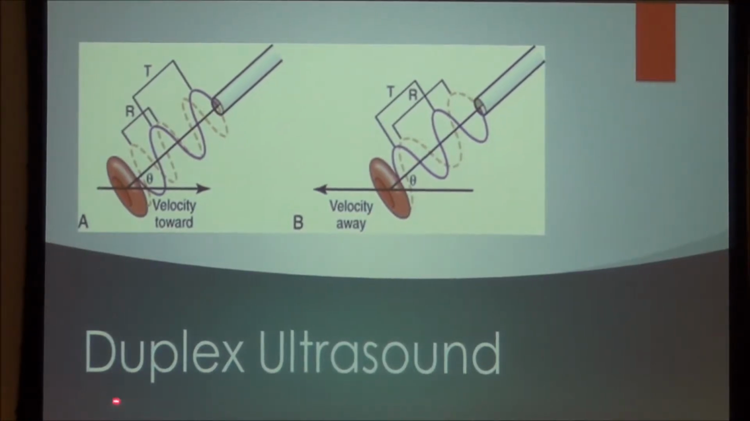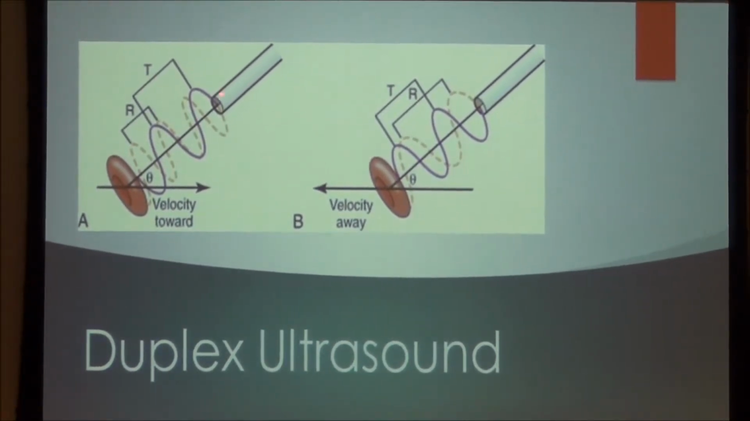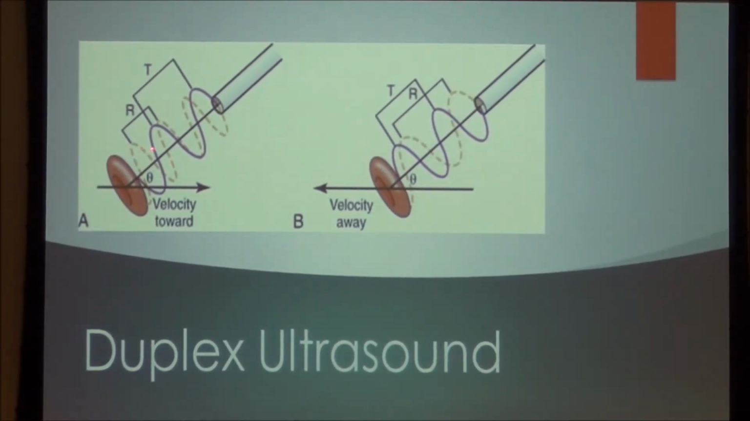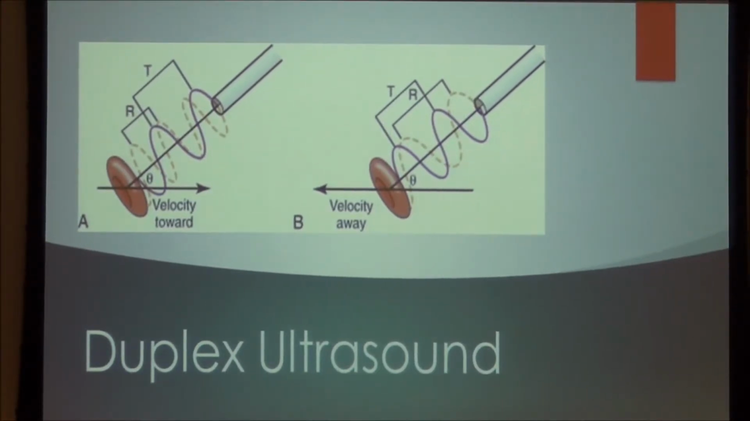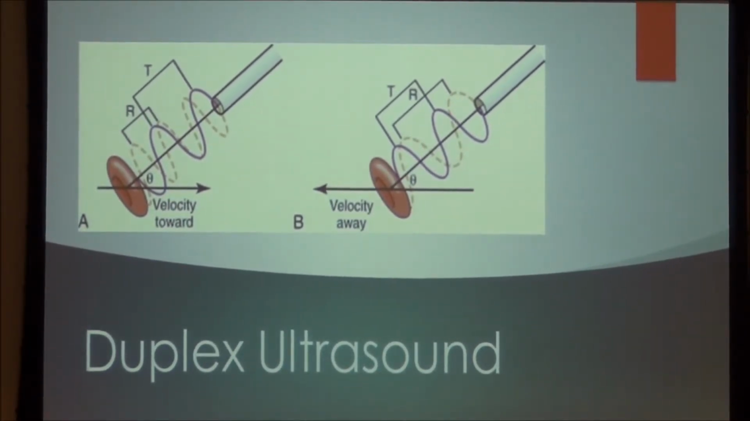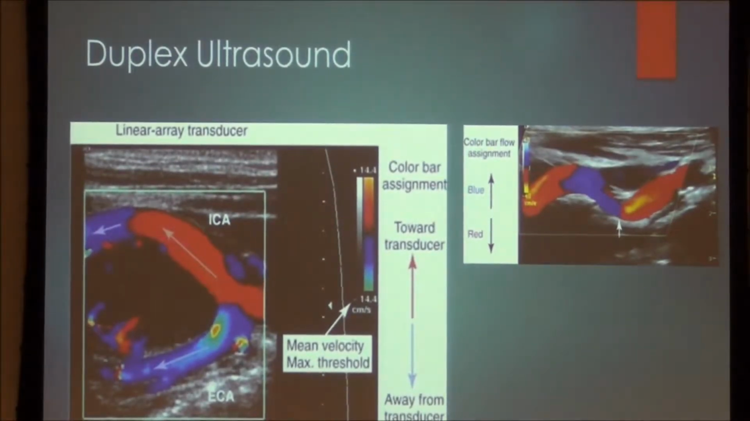Duplex ultrasound is based on the detection of the return wave from the transducer. The transducer sends the ultrasound wave, and this is an RBC that is returning that wave back to the transducer and detector. Based on the velocity of the movement of this RBC, whether it's going toward the transducer or moving away from it, the frequency of the return wave will change, and you will see it as changes in color.